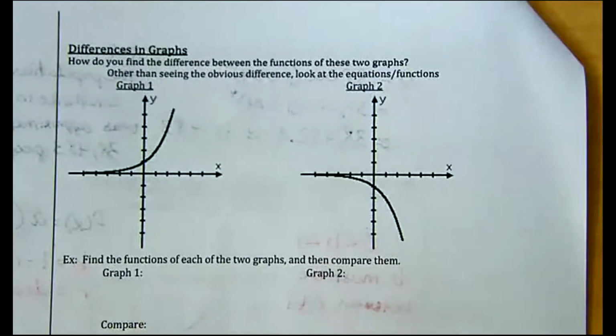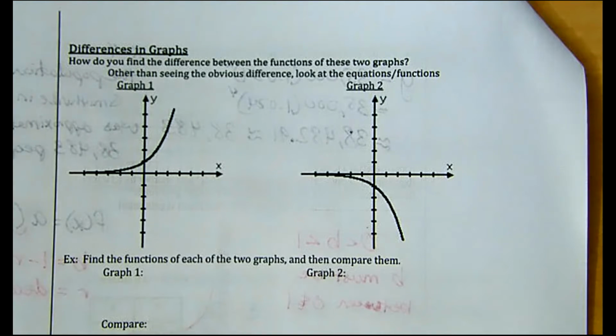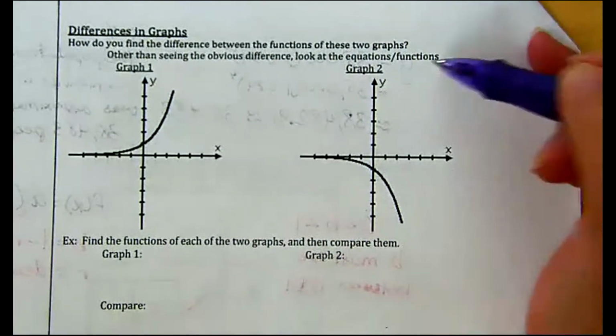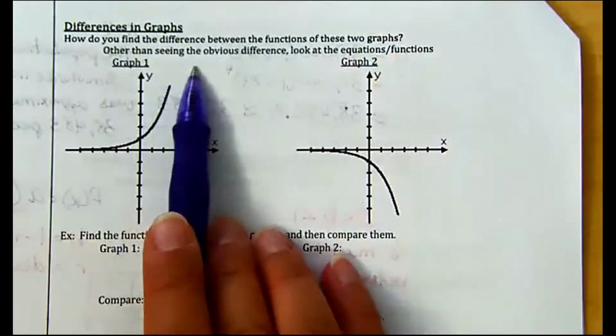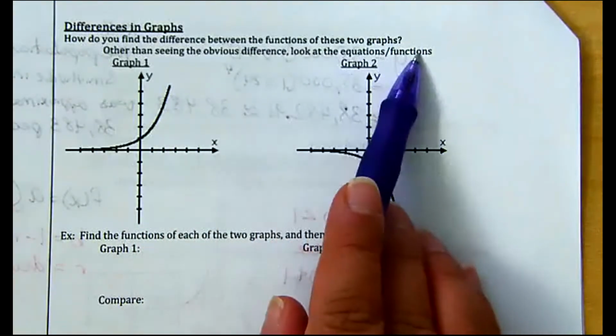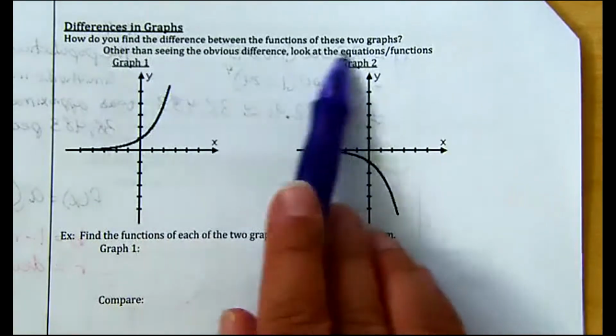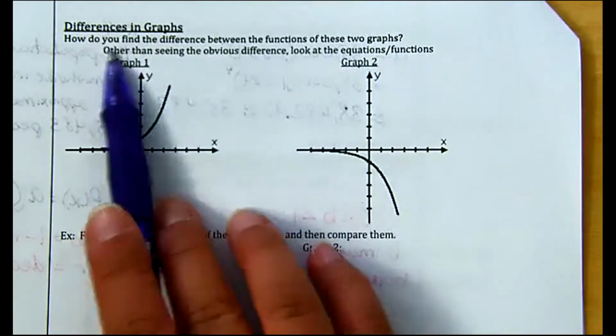Okay, so then this brings us to our graphs. If you guys remember, this is going to be a little bit about the differences in the graphs and transformations of graphs. So when we take a look at this, you want to pay attention to the different transformations and such. So over here we have, how do you find the differences between the functions of these two graphs? Okay, so you want to check out the differences here.